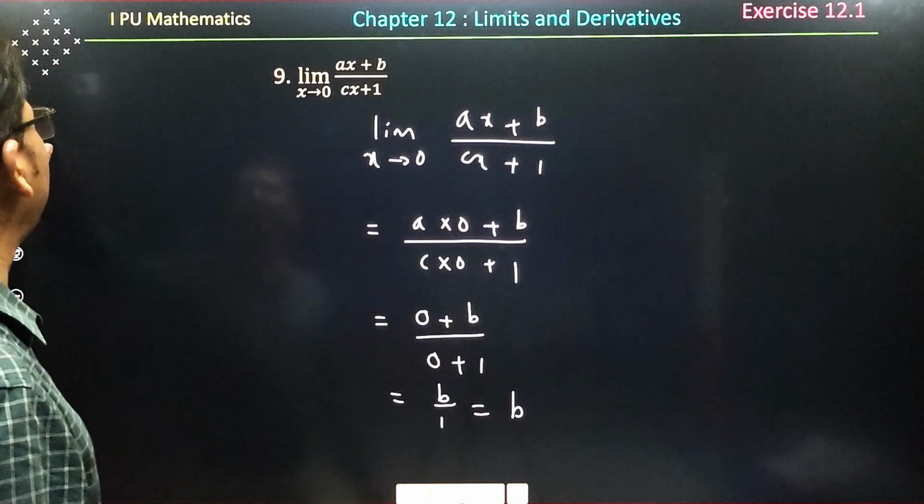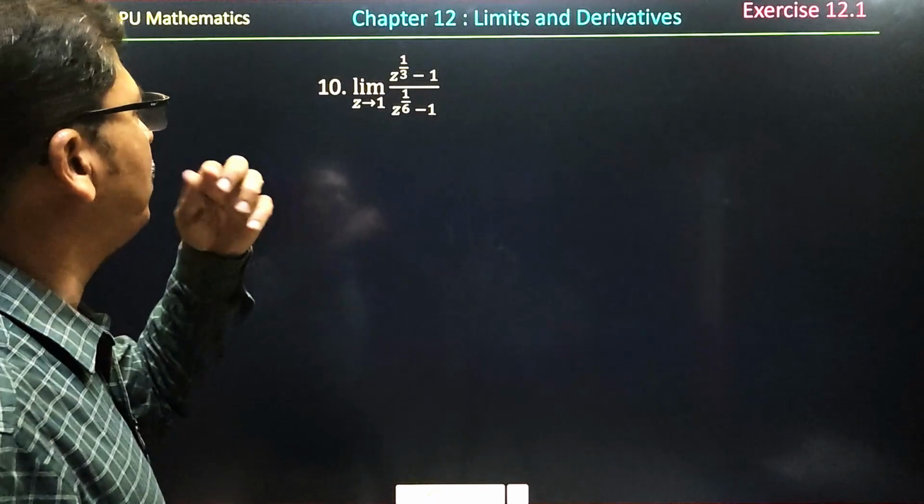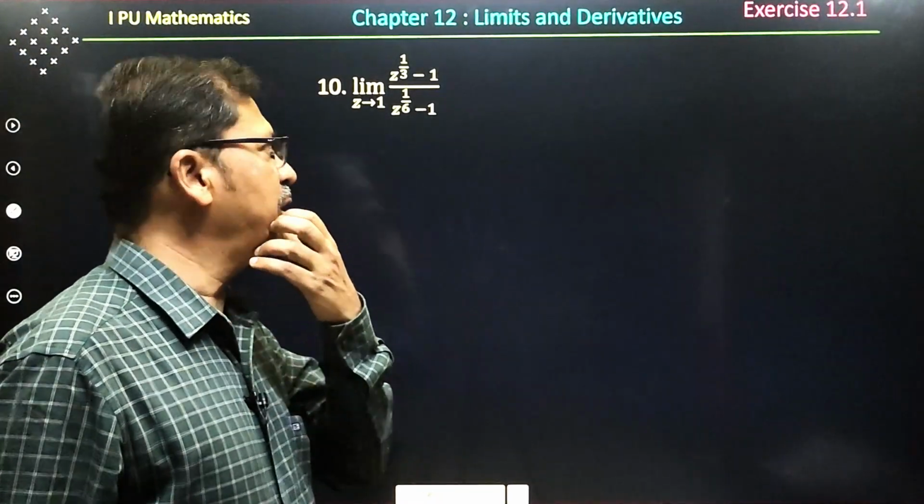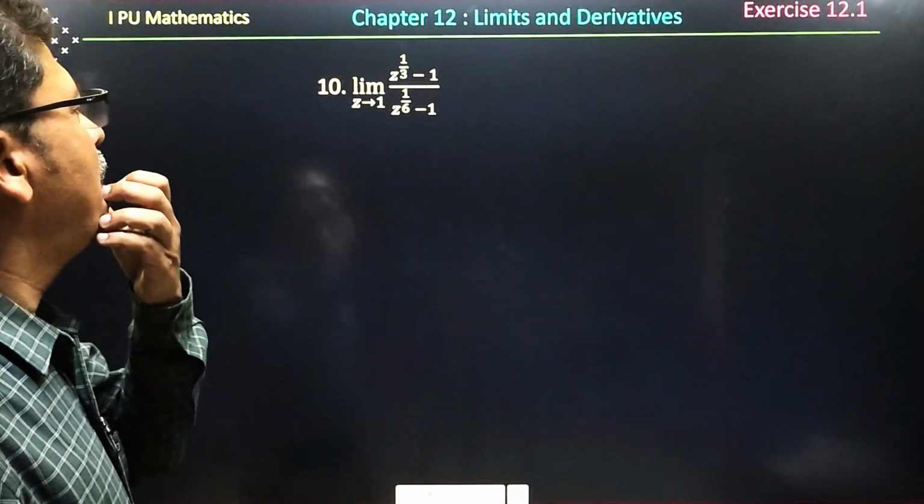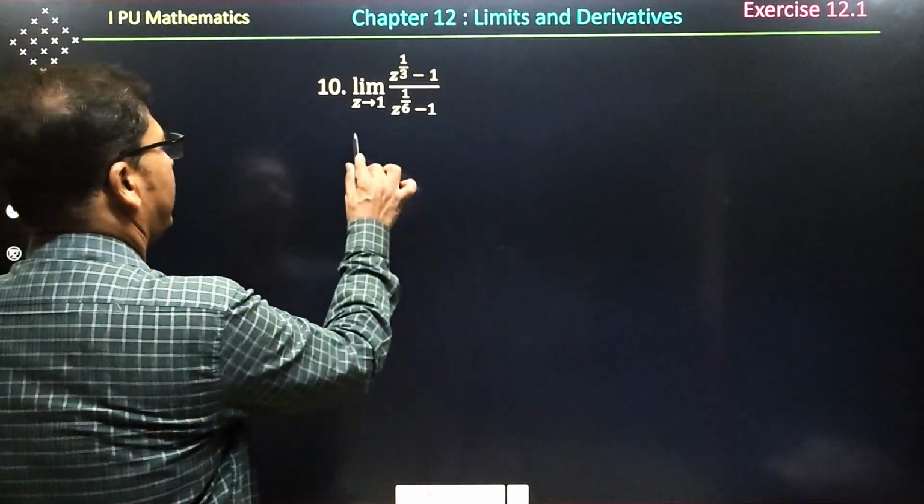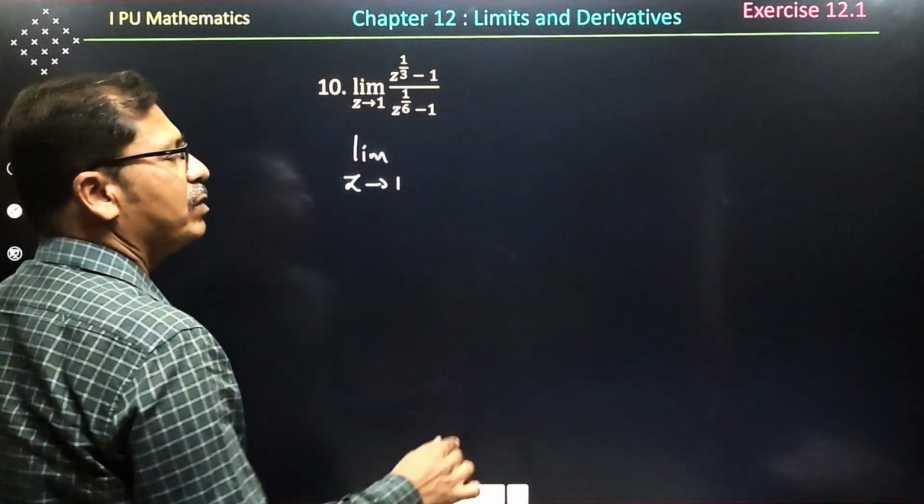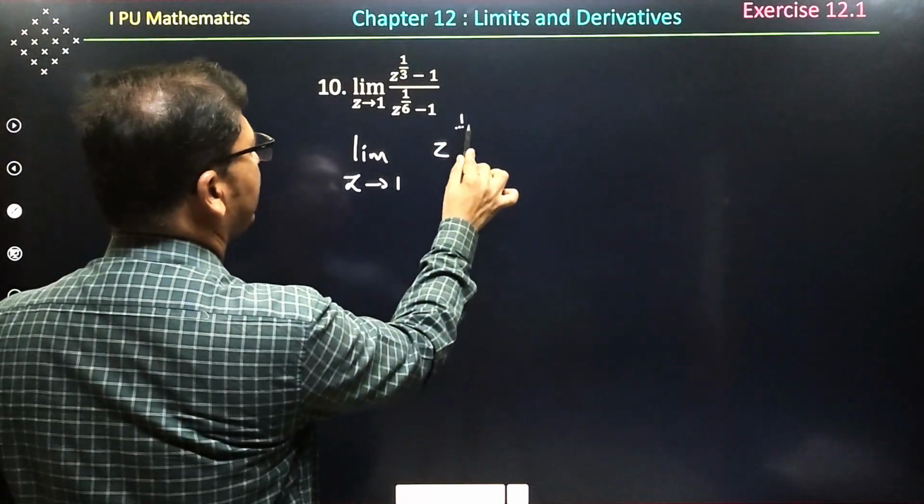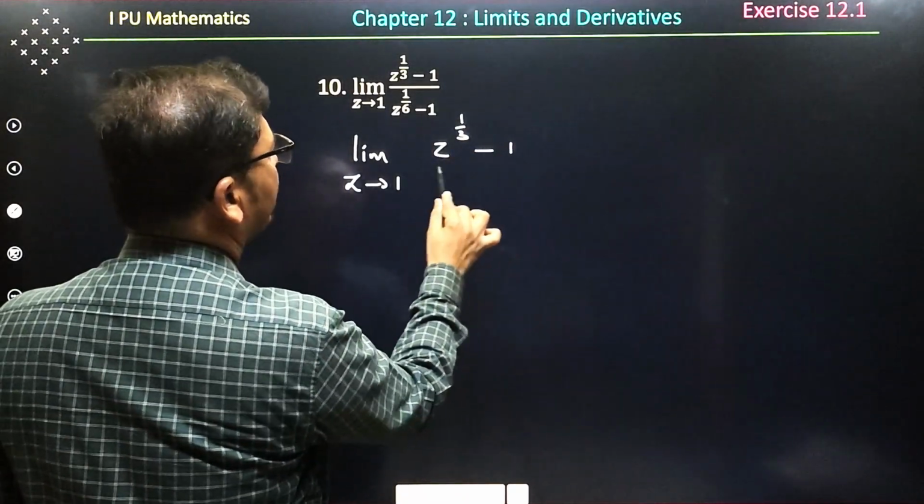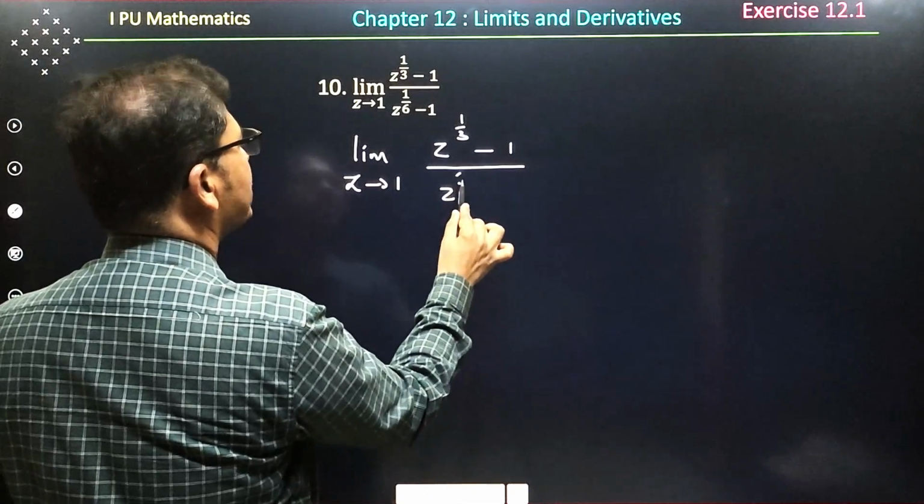Somewhat tricky question here. Standard limit you need to use, but some trick is there. This is equal to limit z tends to 1, z raised to 1 by 3 minus 1 divided by z raised to 6 minus 1.